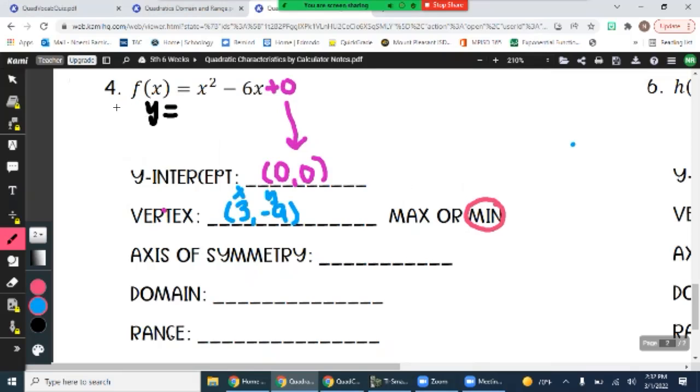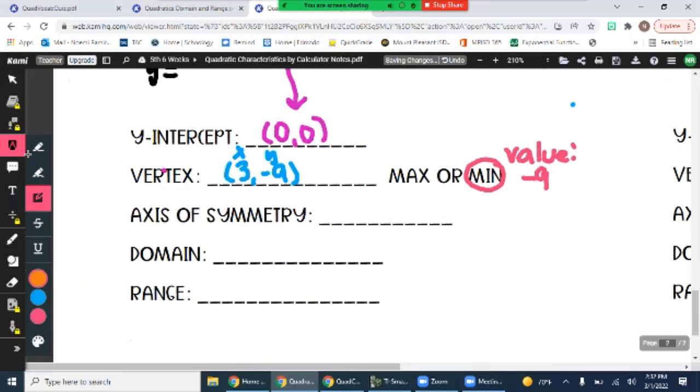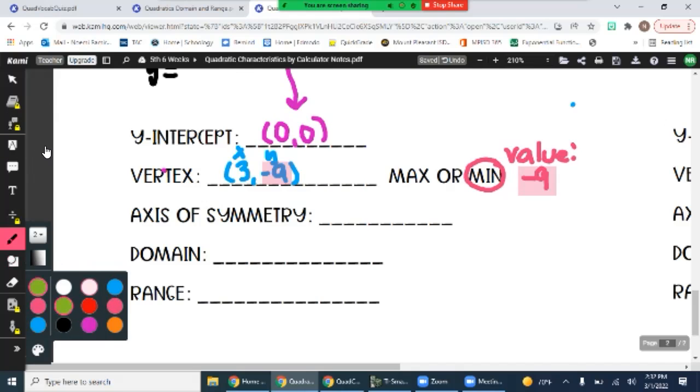Label X and Y. Labeling your vertex X, Y helps you a lot, especially when you're trying to fill in all of these other features, okay? So my minimum value, which I will ask you to write on your assignment, your minimum value is what? -9. Color code that with your other color, not the yellow. So it should be what? Green, orange, blue, pink. The Y value of the vertex.